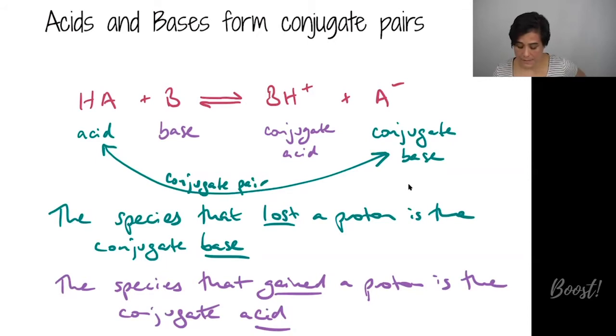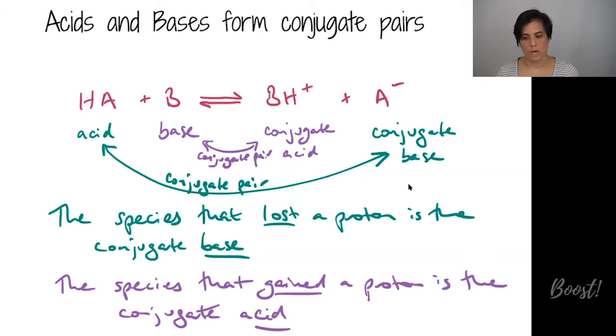Okay, and then the same thing with the base. The base gains the proton, or accepts the proton, and it forms what's called the conjugate acid. So again, that's the conjugate pair. Why is this important, or why do we bother looking at it? Well, as you can see, we've got a reversible reaction arrow here in the middle, which means that this reaction can actually proceed in both directions.